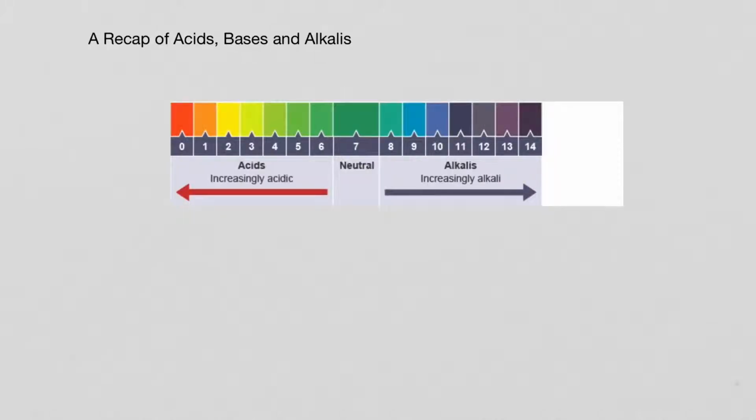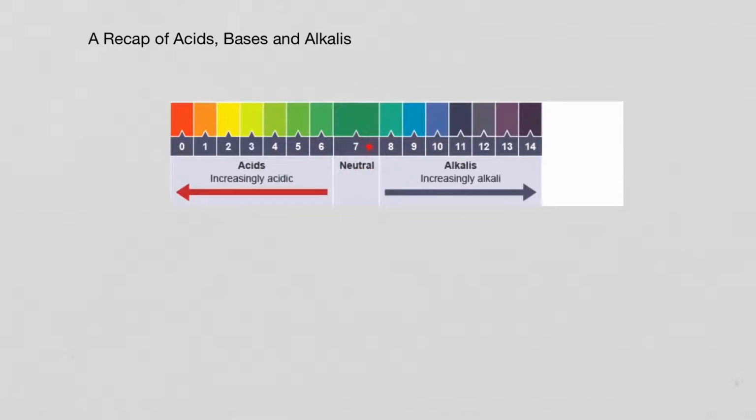So for the next 4 or 5 minutes you'll be going through a recap of acids, bases and alkalis. First thing to look at is the pH scale. You should be familiar with this. The pH scale actually runs from, you can get negative pHs, but for IGCSE you need to appreciate it runs from 0 through to 14. At 7, absolutely at 7, it's neutral.